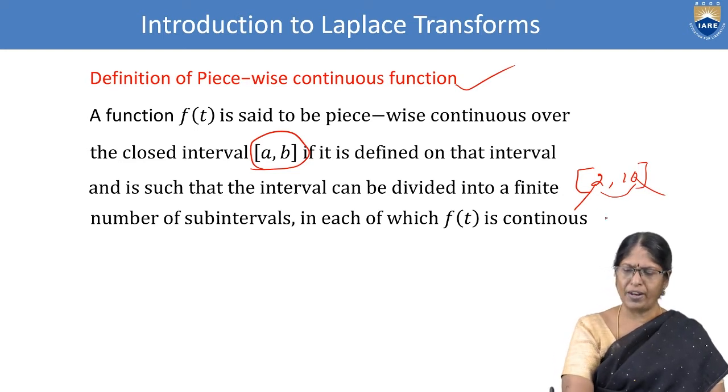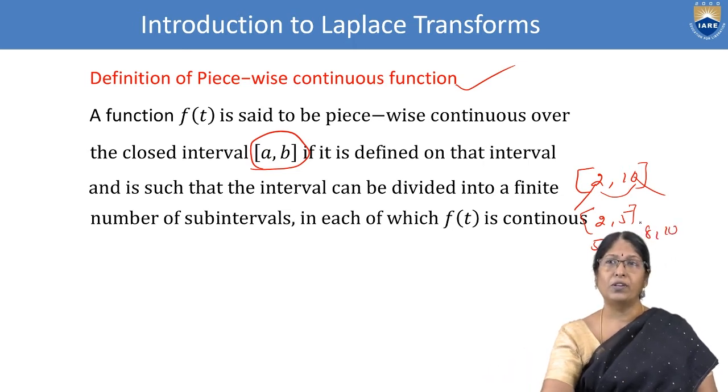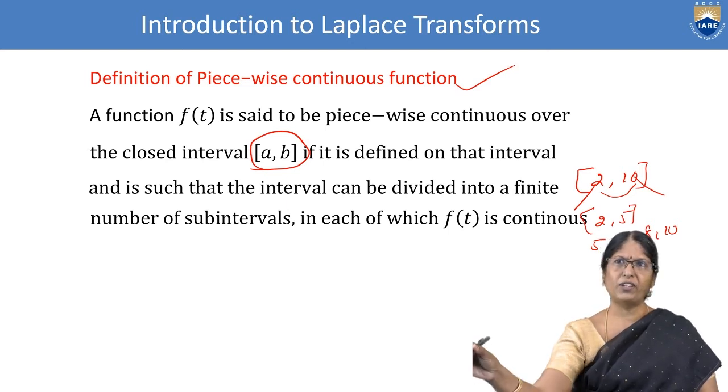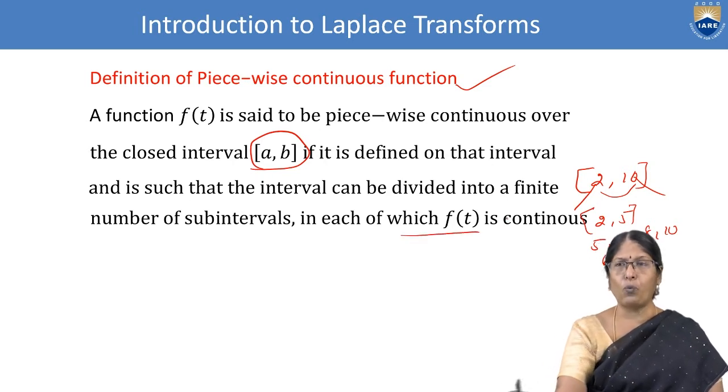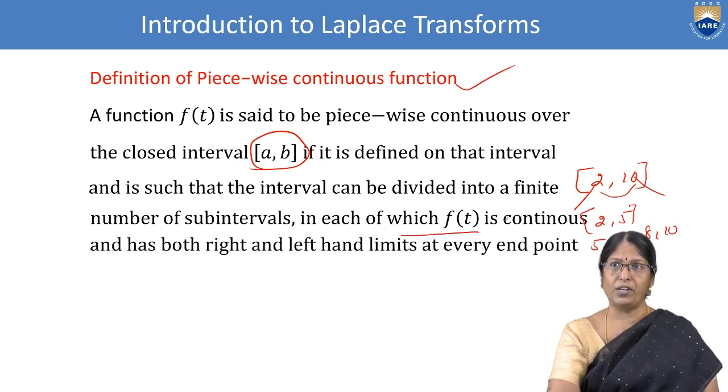This 2 to 10, we can break into sub-intervals: 2 to 5, 5 to 6, 6 to 8, and 8 to 10. They are divided into sub-intervals, and they are finite; we are able to count them. In each of which f of t is continuous and has both right and left hand limits at every endpoint of the interval.